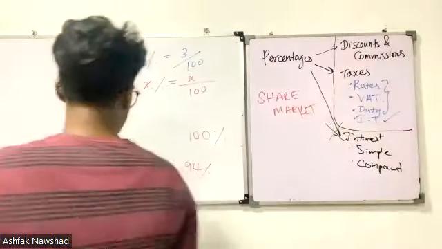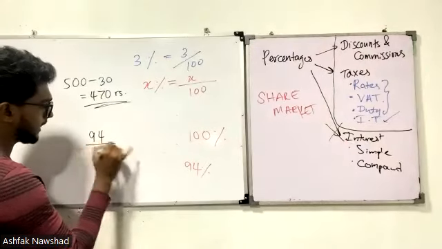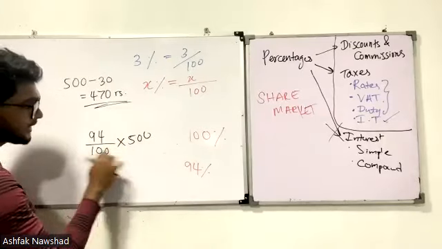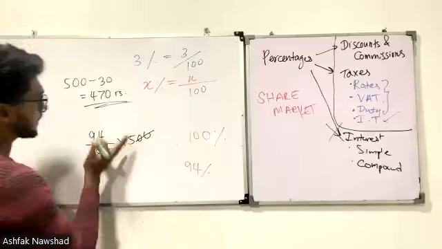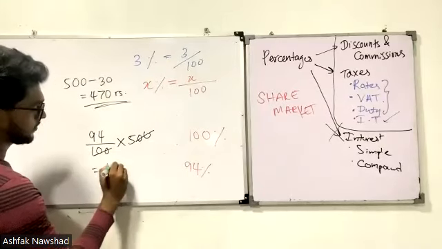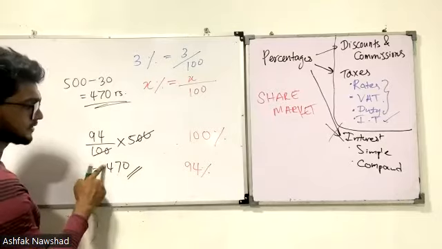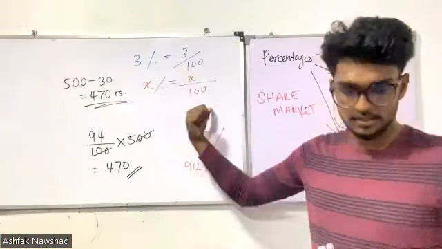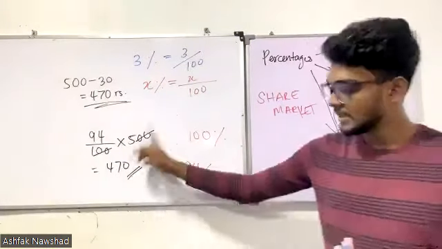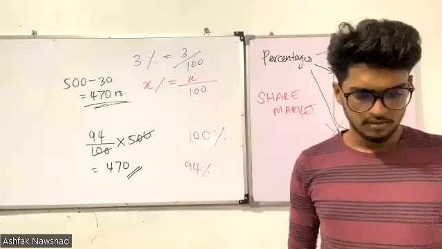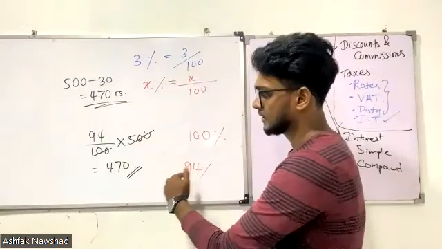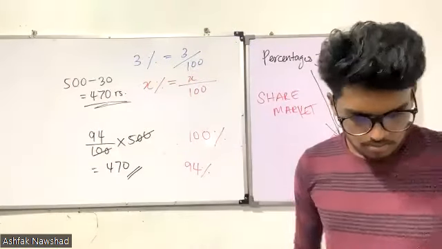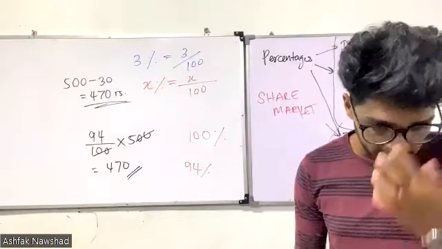So the final price of the book will be 94% of the original price, which is 500. You get the correct final value of the book as 470 by doing this calculation. If you didn't understand this method, that's perfectly all right, because you know the basic method of how to solve it. Is this clear? We didn't calculate the discount here, we straight away calculated the final price. Clear, right?